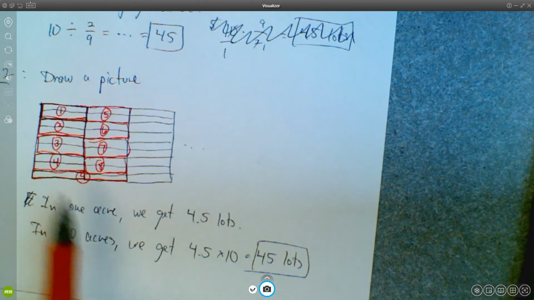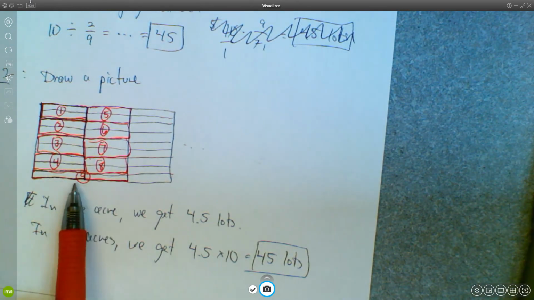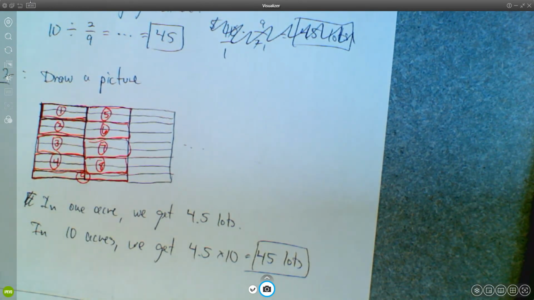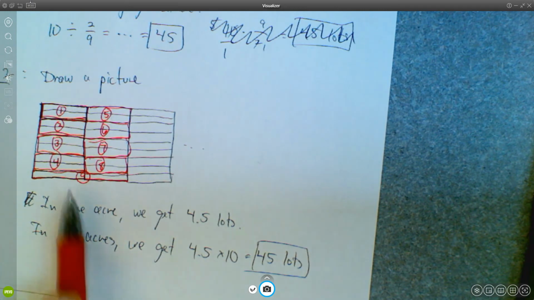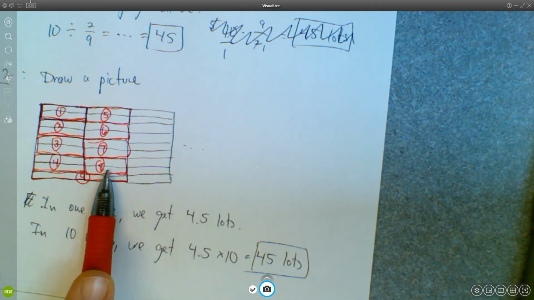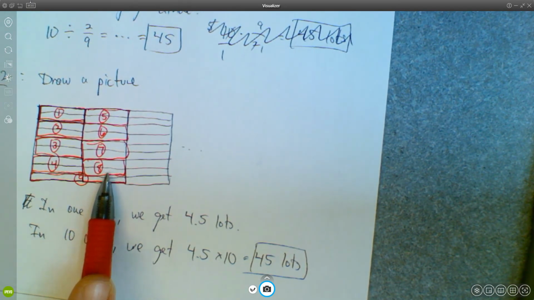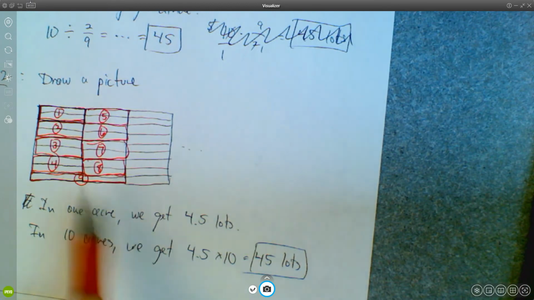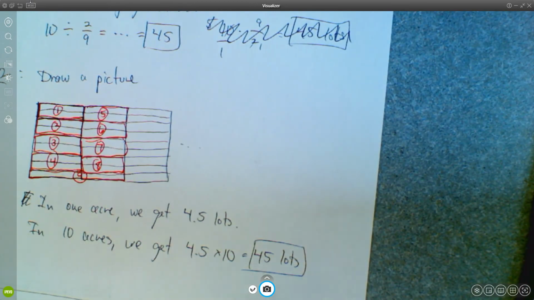So then you can tell that for every 2 acres you're going to get 9 lots, right? And then you could say, how many groups of 2 acres are you going to have? Well, there are 10 acres in total, so 5 groups of 2, right? So 5 times 9 is 45. That's another way to do it.